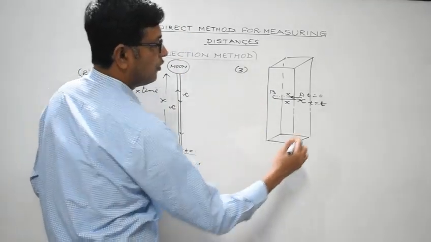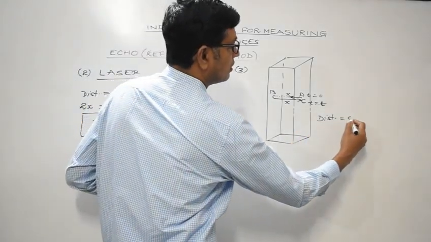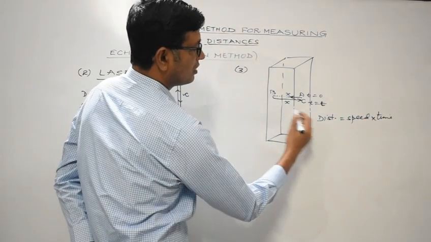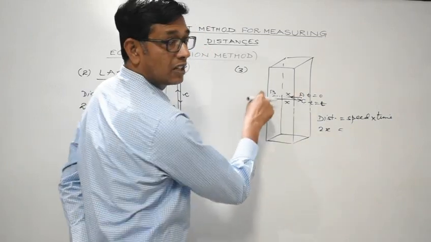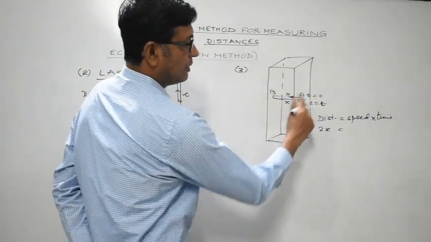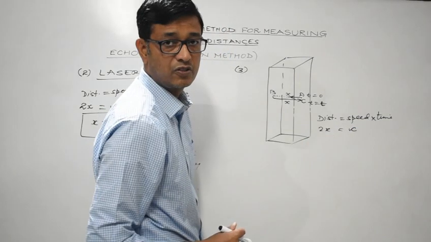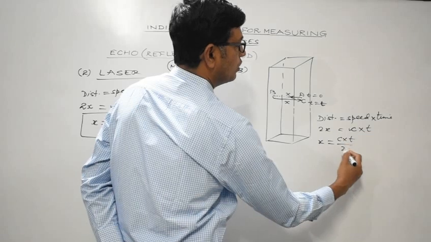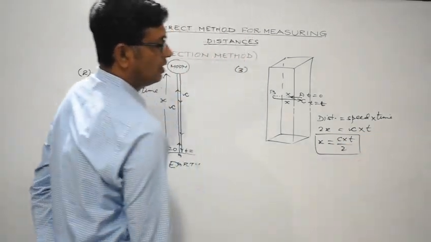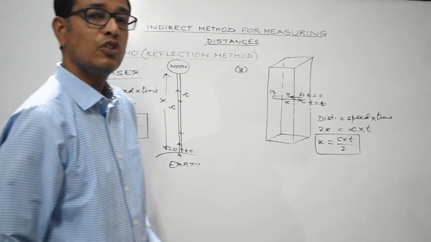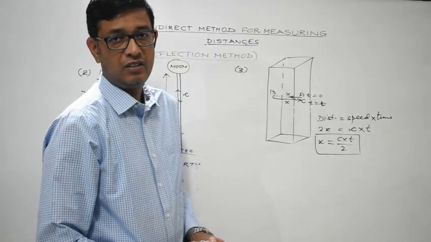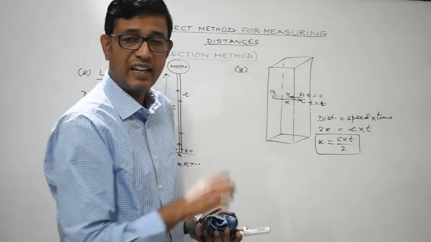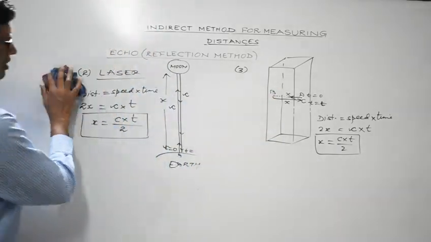Again using the same formula, distance is equal to speed multiplied by time. So the distance is 2x. 2x is the total distance covered by the radio wave pulse in time t. Radio wave is an electromagnetic wave traveling with the speed of light, c, into t. So x would be equal to c into t by 2. So this is another indirect method to find out the thickness of a matter sheet using the echo method or reflection method. These are all indirect methods, right? Another example. Let's take another example.